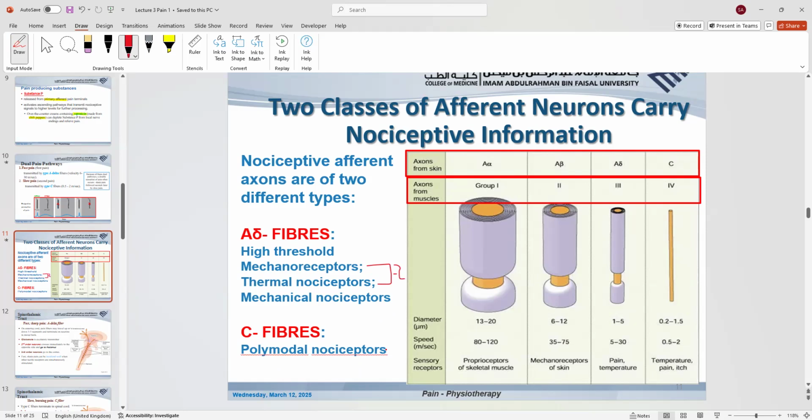No, you did not mark it properly. Thermal nociceptors and mechanical nociceptors, which are related to pain in A delta fibers. You put it one line up, yes, and you delete the upper one. Okay. Okay, next slide, please.